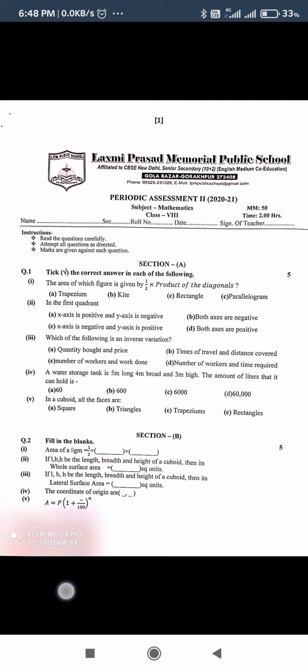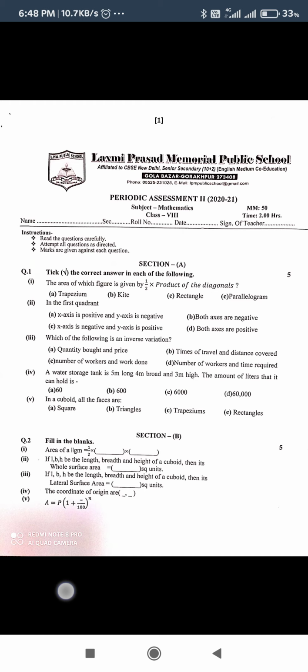And the next question, second: in the first quadrant, we have been given 4 alternative options, choose the correct option. In third: which of the following is an inverse variation? Here also 4 alternative options are given, tick the correct option. Fourth part: a water storage tank is 5 meter long, 4 meter broad and 3 meter high. The amount of water in liters that it can hold.